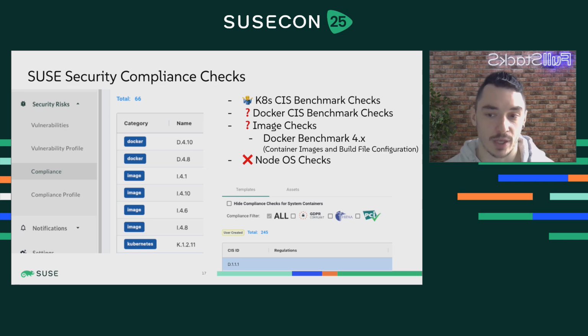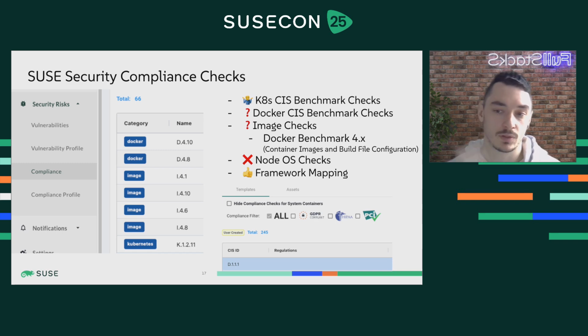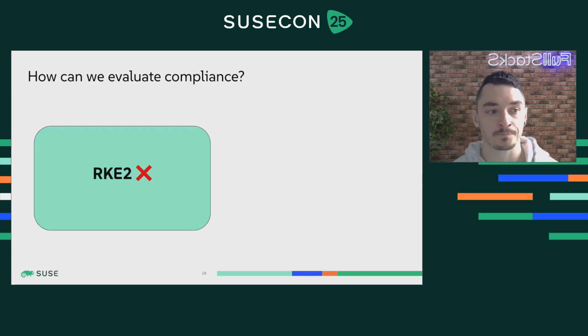And we cannot check the compliance against certain Linux CIS benchmarks on the node operating system. So this is purely focused on Kubernetes. The framework mapping to other frameworks like HIPAA or PCI is actually very cool, but unfortunately the mapping information, of which CIS ID is mapped to which framework ID in those other compliance frameworks, is not available as of yet.